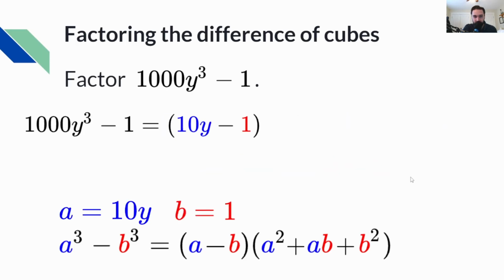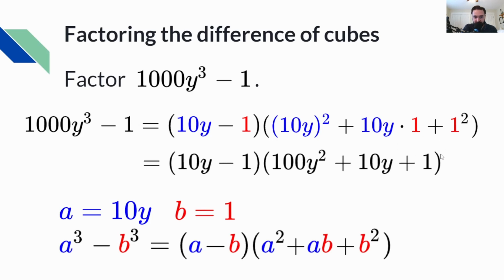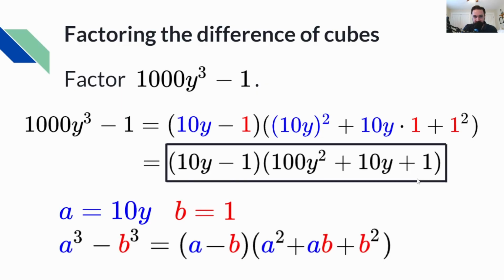Let's start to factor this. A cubed minus b cubed is a minus b times a squared, that whole thing needs to be squared, plus ab plus b squared. And we can clean this up to get 10y minus 1 times 100y squared plus 10y plus 1. So this is my final answer.